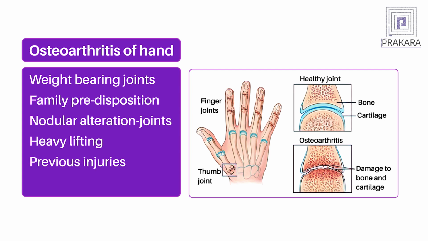Sometimes previous injuries, like imbalance created by previous injuries, can predispose to osteoarthritis of the hands, right? And in postmenopausal women, as we know, the calcium metabolism and calcium absorption mechanism is associated with hormonal imbalances, that can also cause osteoarthritis of the hand.